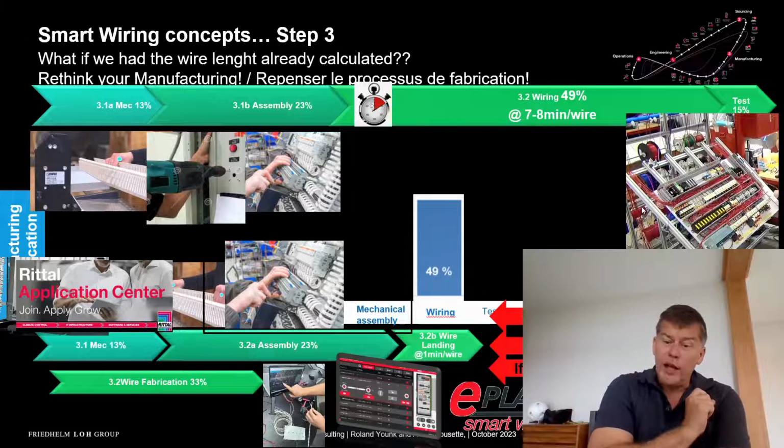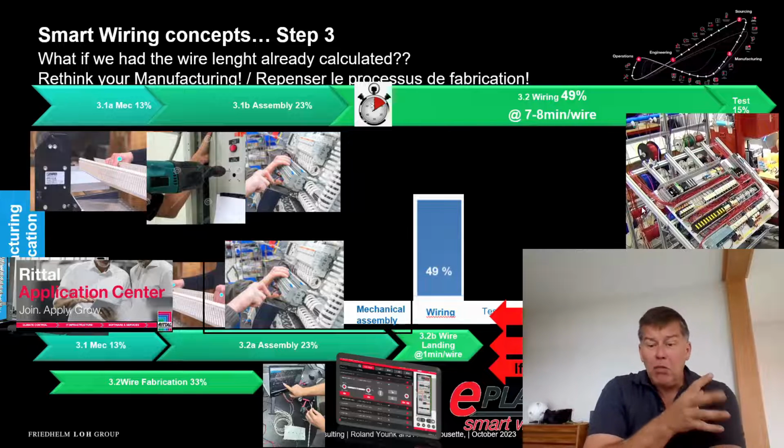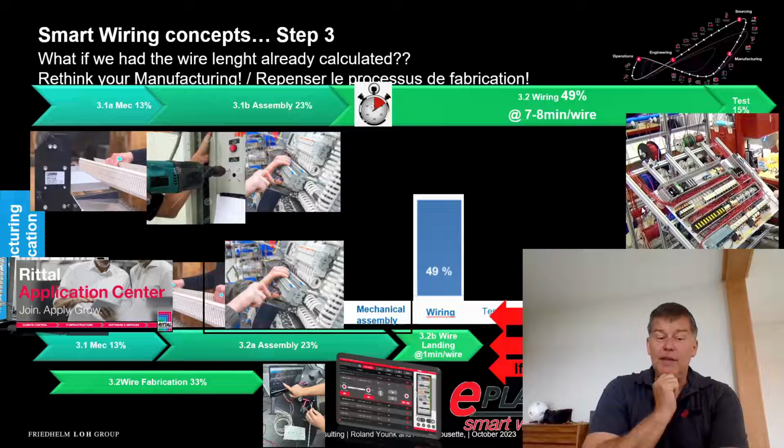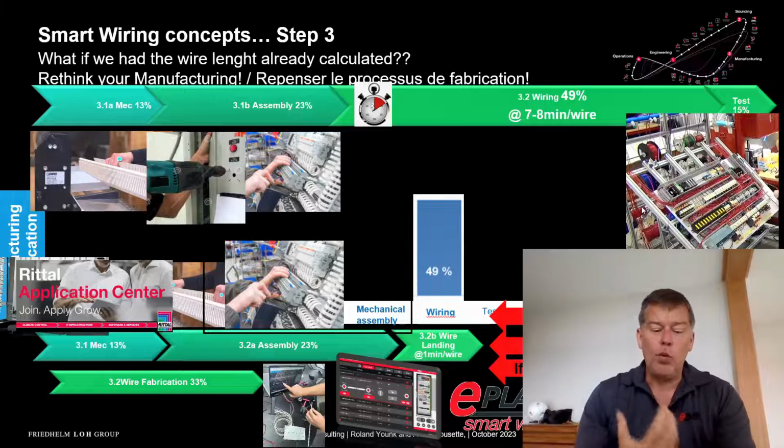So if we do have the length, we could save up to 6 minutes per wire. We could save probably 33% on our delivery time because we did the fabrication up front. As all the components are in and the assembly is done, we can count precisely 1 minute per wire after the mechanical assembly, and the panel is ready for testing. So this is a little bit where I want to go.